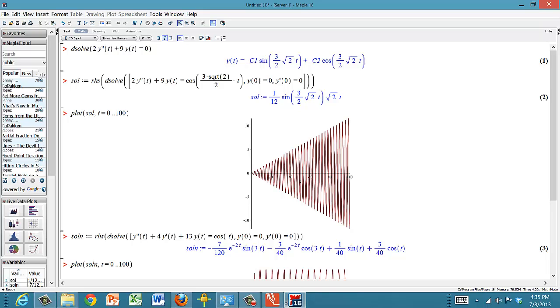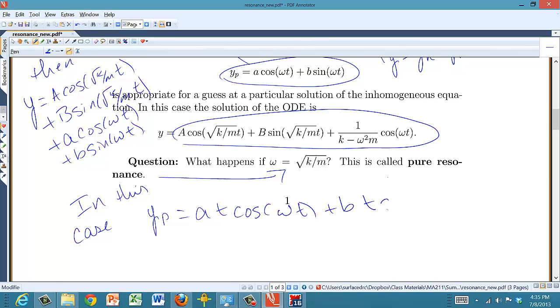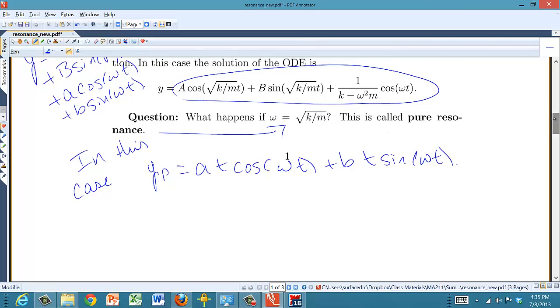Now let's take a look at why that is. Well, if omega is equal to square root k over m, then we have to change our guess at the particular solution. In this case, our initial guess would actually satisfy the homogeneous equation. So in this case, we'd have to take a new guess. We'd have to say that y_p is at times cosine omega t plus bt sine omega t. And it's this that's getting us the growth in our solution.